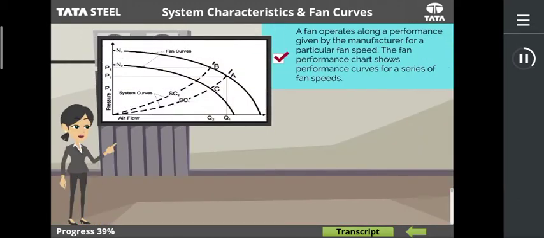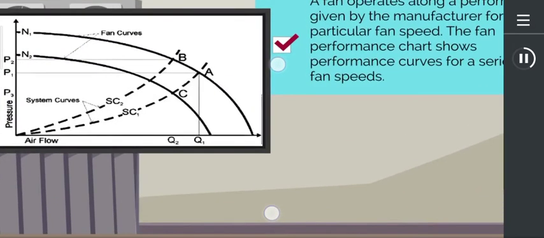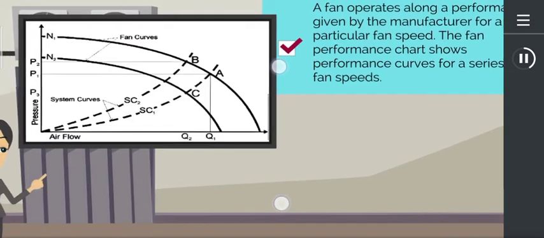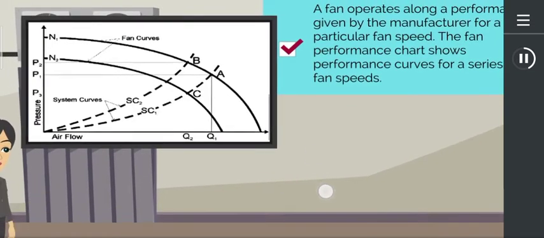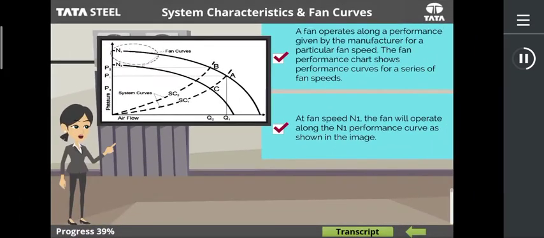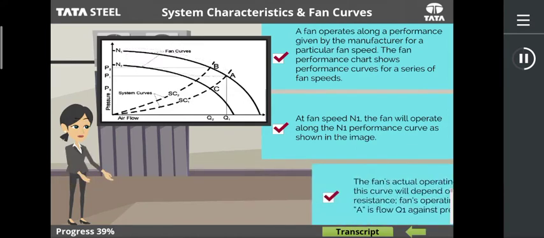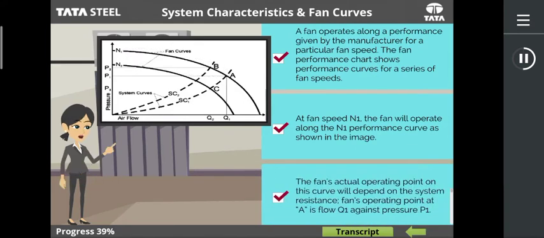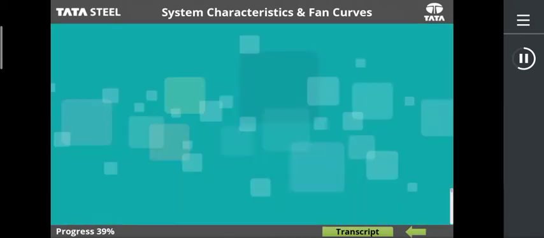A fan operates along a performance curve given by the manufacturer for a particular fan speed. The fan performance chart shows performance curves for a series of fan speeds. At fan speed N1, the fan will operate along the N1 performance curve as shown in the image. The fan's actual operating point on this curve will depend on the system resistance. Fan's operating point at A is flow Q1 against pressure P1.